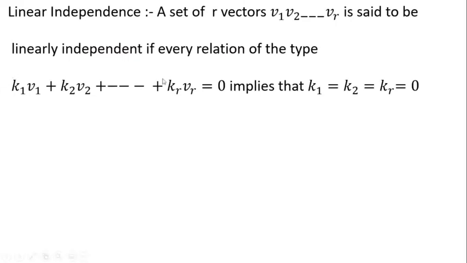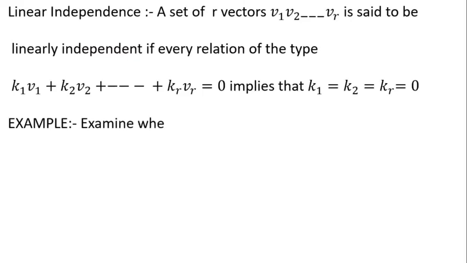Now for this, the relation is given: k1 v1 plus k2 v2 plus kr vr equal to 0. And k1, k2, kr are the unknowns. If you get the values of k1, k2 up to kr all equal to 0, then we say that the given set of vectors is linearly independent. Even if one of them is not equal to 0, then we say that the given set of vectors is not linearly independent. Now we'll solve an example to understand the concept.